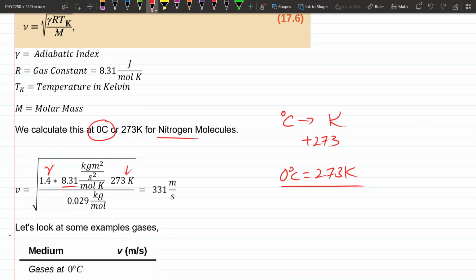And the molar mass for air is 0.29 kilogram per mole. If you crunch all this in your calculator, you're going to find that the speed of sound for air is 331 meters per second. In this room, it's actually a little bit faster because we are not at 0 degrees Celsius. We'll actually have a higher temperature, so we have a slightly higher speed of sound. Just to note that.